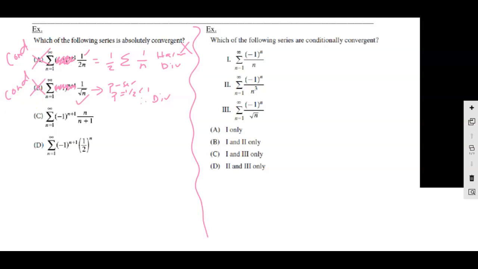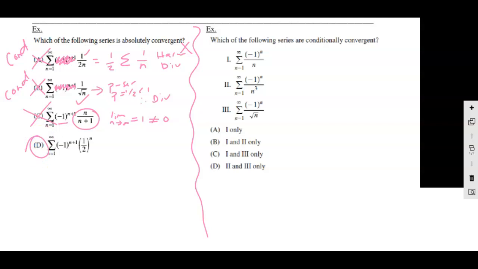Let's look at the C. It's going to alternate. But look, if you were to take the limit of this as n goes towards infinity, that limit is 1, which is not 0. So that one diverges. That one cannot possibly be conditionally or absolutely convergent because it diverges by the nth term test. So we know by process of elimination it must be D, but let's just check it.